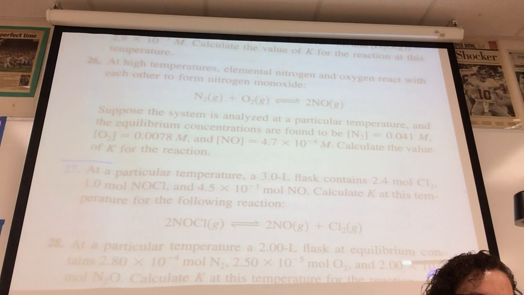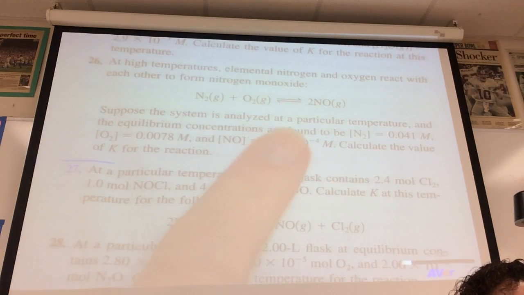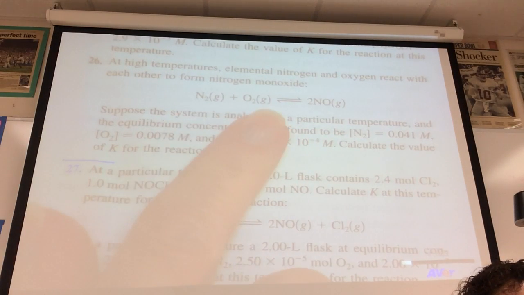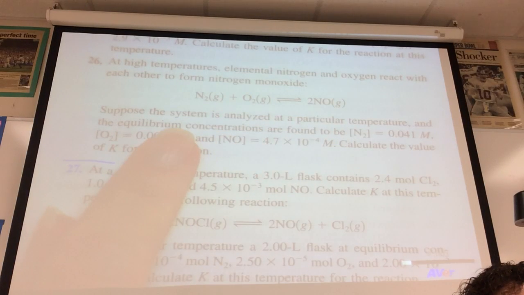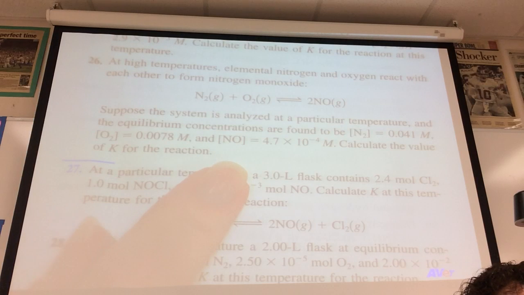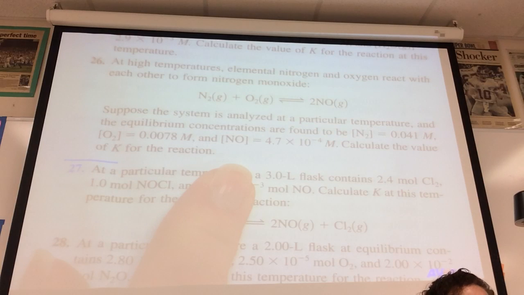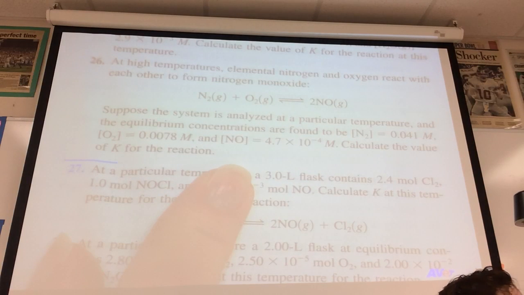Here's 26. At high temps, elemental nitrogen and oxygen react to generate nitrogen monoxide. Suppose the system is analyzed at a particular temperature and the equilibrium concentrations are found to be nitrogen gas 0.041 molar, oxygen gas 0.0078 molar, and nitrogen monoxide 4.7 times 10 to the negative 4 molar. You want to calculate the value of K. Give it a shot. Should be pretty straightforward.